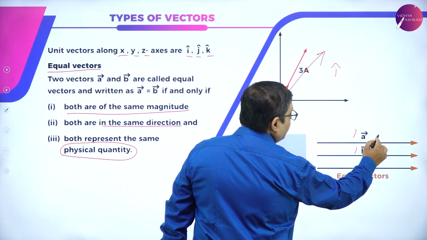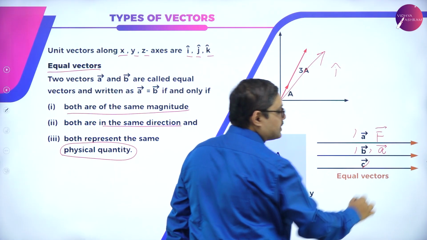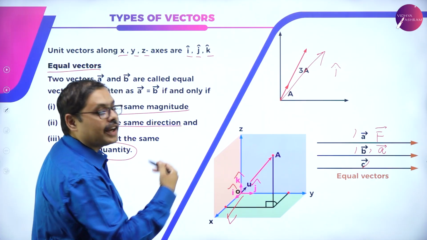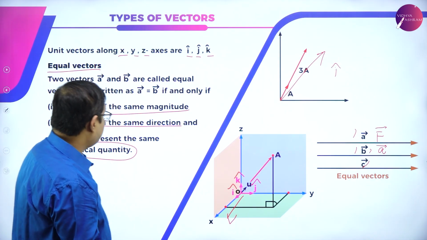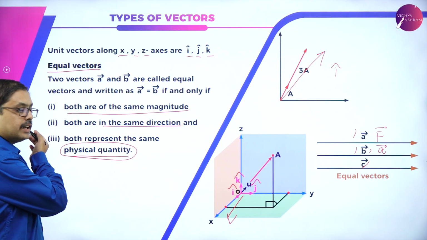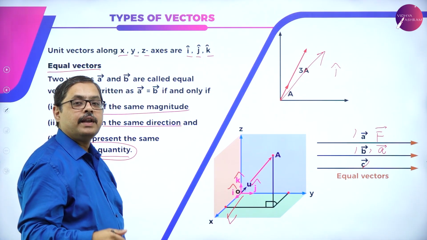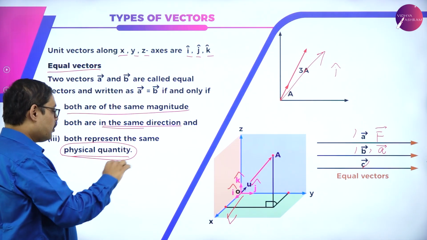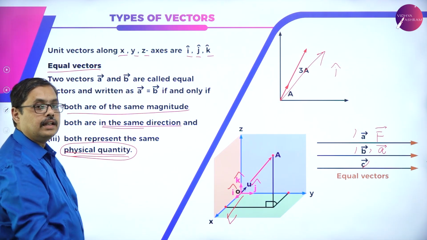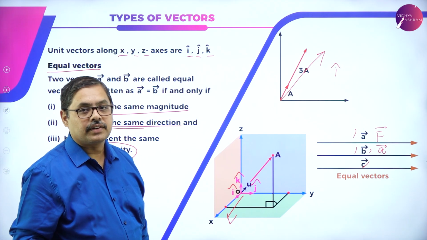If one of these vectors represents force and another vector represents acceleration, then I cannot say that these two are equal vectors. They may be equal in magnitude and direction, but they are representing different physical quantities. So for two vectors to be equal, they have to be equal in magnitude, they have to be acting in the same direction, and they have to represent the same physical quantity.